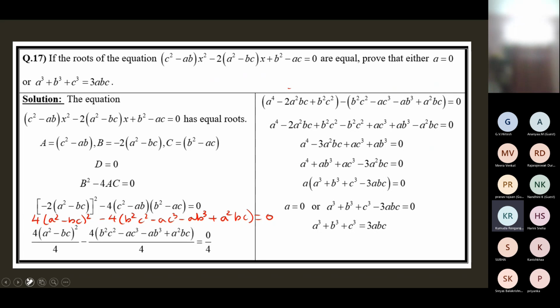So the product is 0 means either A is equal to 0. See, it's a product. So that means A is equal to 0 or A cube plus B cube plus C cube minus 3ABC is equal to 0. And now, when you transpose this to this side, A cube plus B cube plus C cube is equal to 3ABC, hence proved.